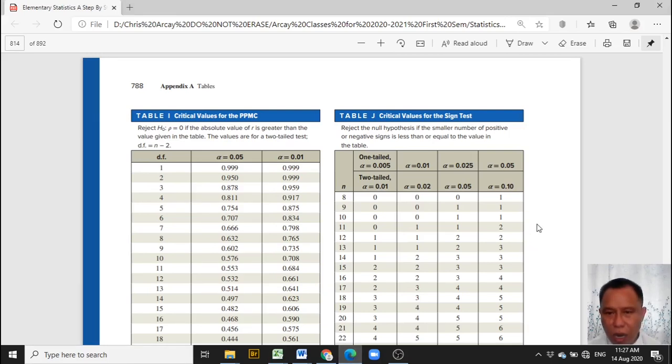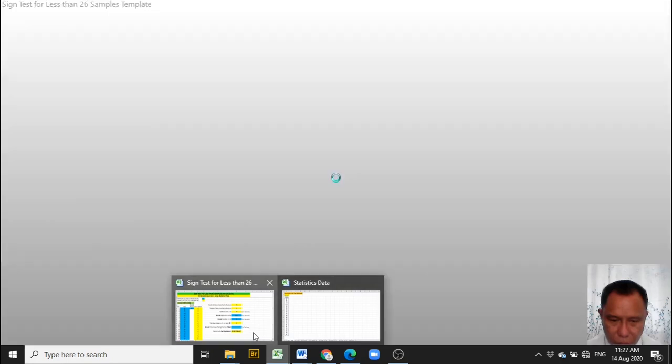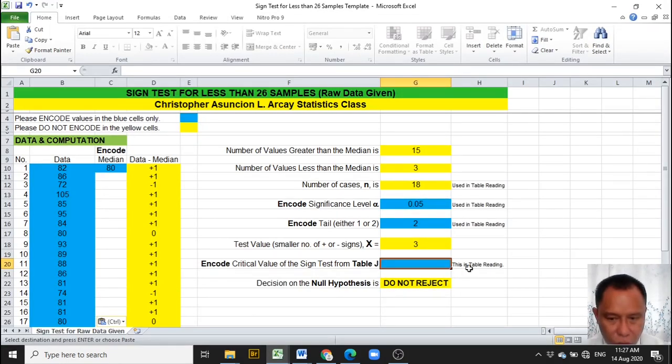The table J from Bluman's book is here, the critical values for the sign test. Under the two-tailed, alpha 0.05 and n is 18, the reading is 4. Again, n is 18 and alpha 0.05 two-tailed. The reading is 4. So we'll be going back to the Excel template and encode 4.